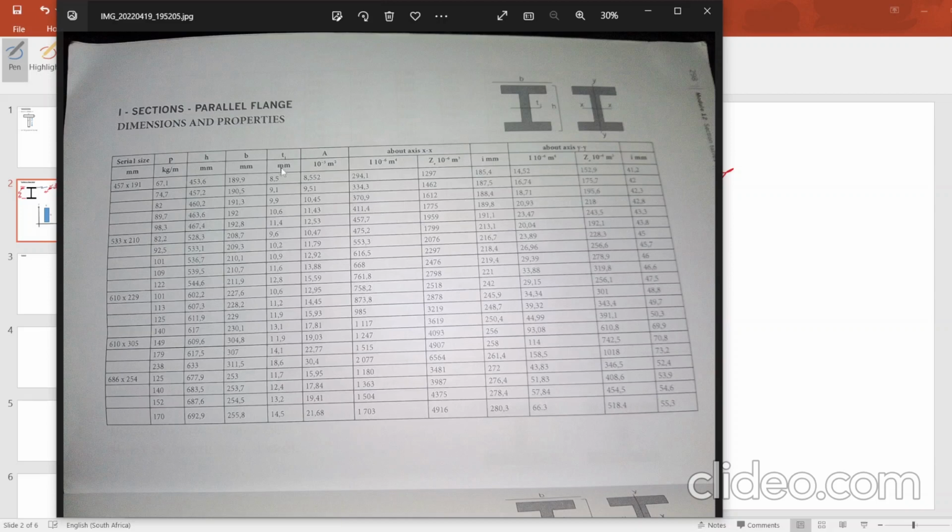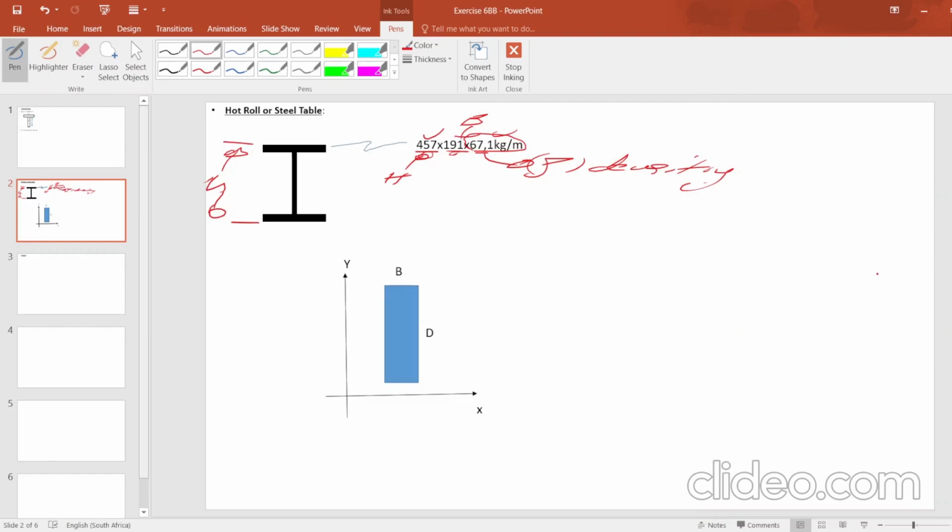Then you are given as well the IYY, the IYY about the axis YY. Can you see that? About axis IYY. That means the IYY is given. It is 1452 times 10 to the power negative 6 m to the fourth. Now, already here they've calculated for you the IXX and the IYY. There's no need for us to calculate them as we did in the previous topic.